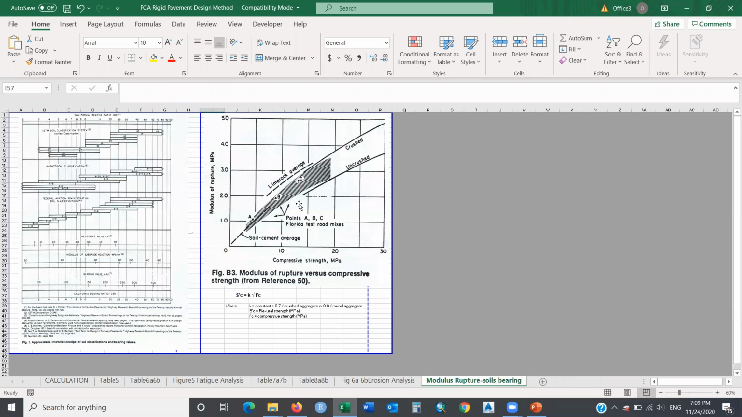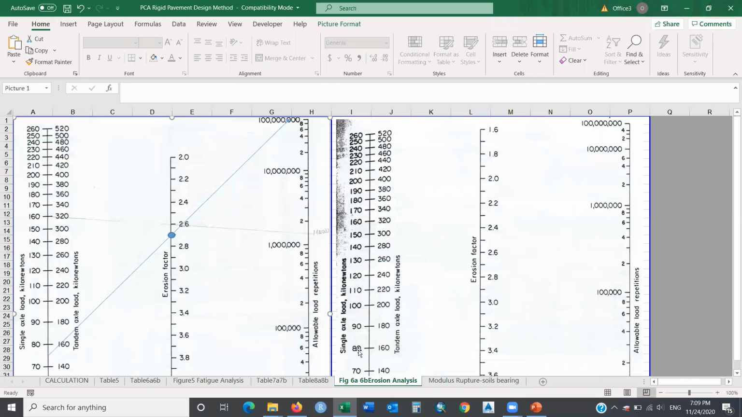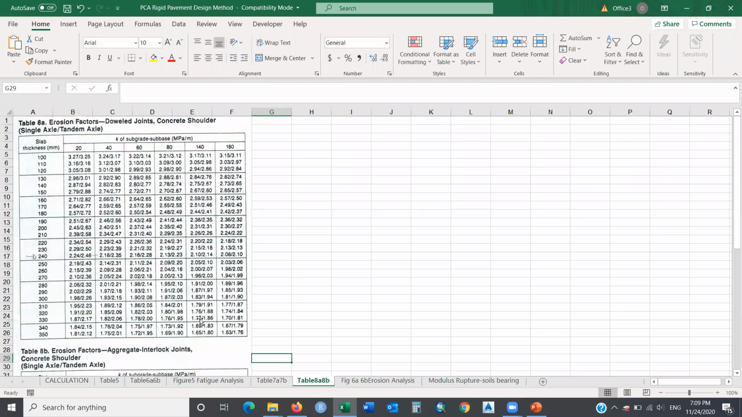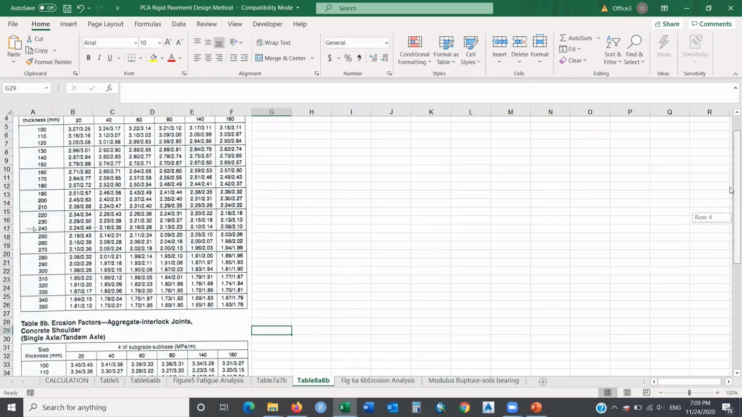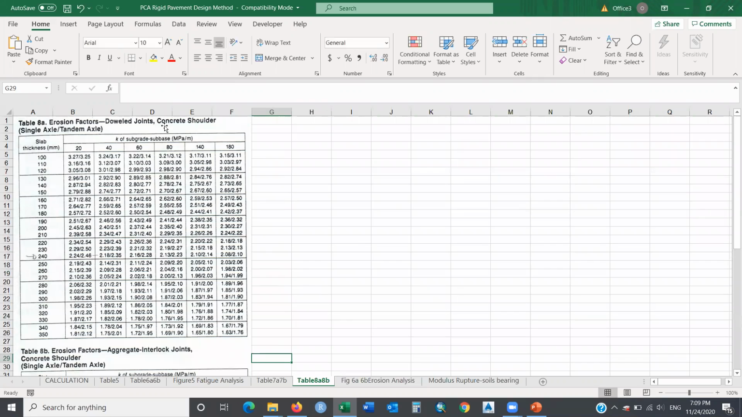Okay, in the Excel, you have all the different charts that you need. All the charts that we have been using in the lecture are here in the Excel. Notice this. This is for erosion factor. So we have dowel joints, concrete shoulder. We have this other one that is called aggregate interlock joints, concrete shoulder.